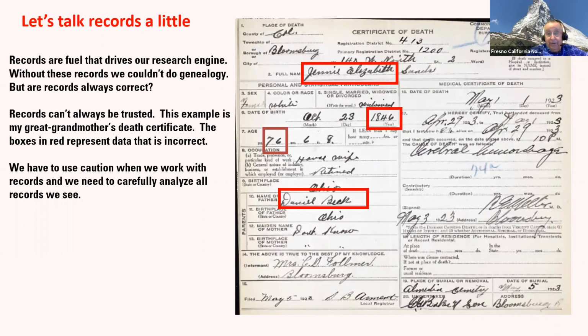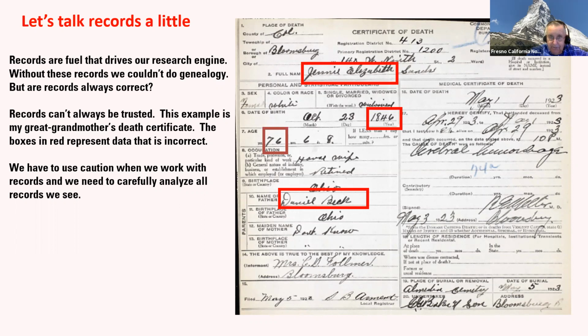Now, just a couple of things about records in general. You've got to be careful with them. We've seen censuses where people's births were off by 7 years. This is my all-time favorite. This is my great-grandmother. She went by Jenny Elizabeth, but her real name was Elizabeth Jane. Their death certificate says she was born in 1846. She actually was born in '47.